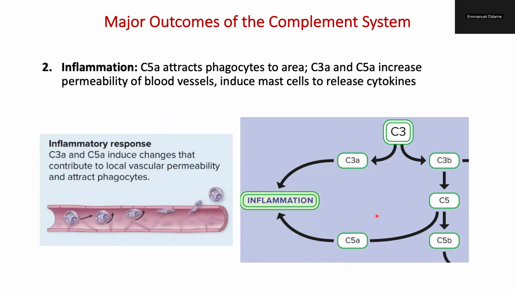Second one is inflammation. So C5a attracts phagocytes to areas which have C3a and C5a, and increases permeability of the blood vessels, and induces mast cells to release chemokines. So as you can see, this is your blood vessel, vasodilation happens, helping the blood vessels to be permeable and letting the white blood cells come out to the inflammatory site to attack them.